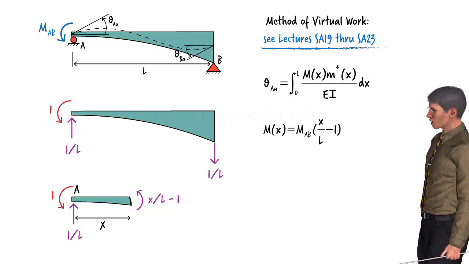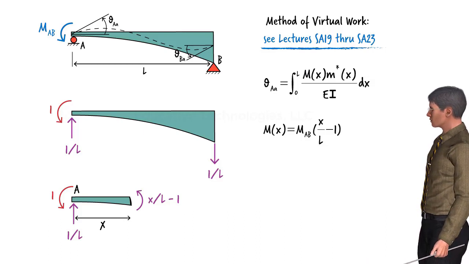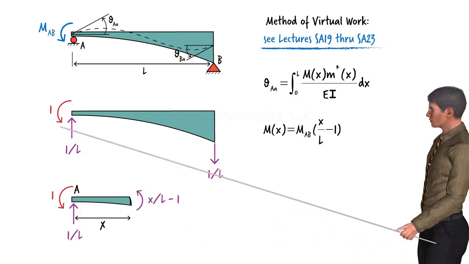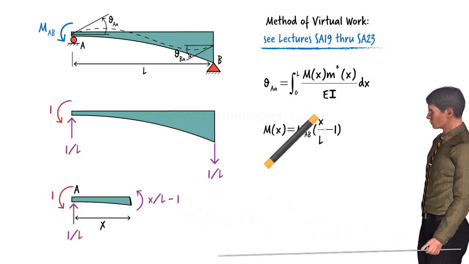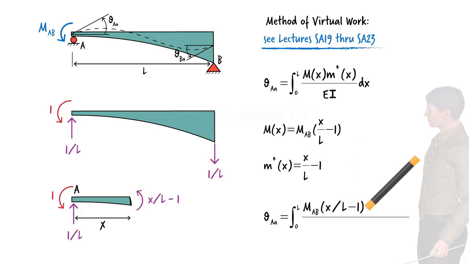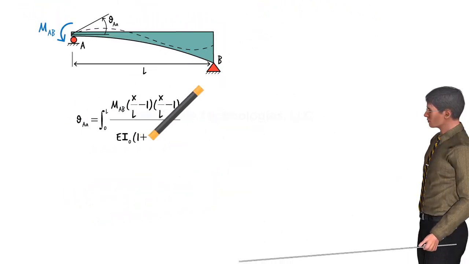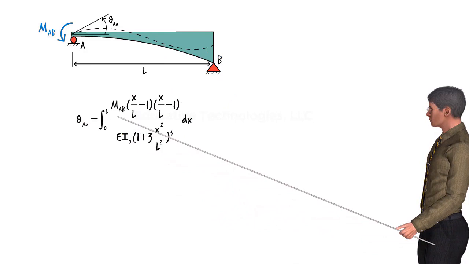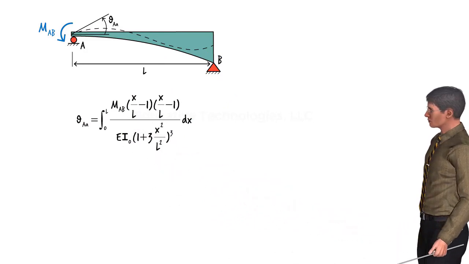How do we get m star(x)? We place a unit virtual moment at A and write the expression for the bending moment in the beam. Here is the unit moment placed at A in the direction of theta AA, and here is the resulting moment equation. So m star(x) is this. Then we can write the following. Substituting f(x) for I, we get this. Since MAB, E, and I0 are constant, we can rewrite the equation this way.